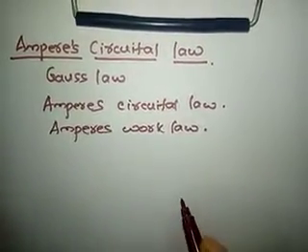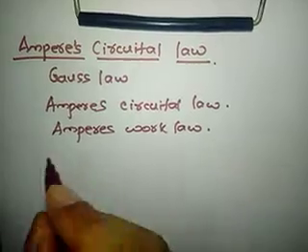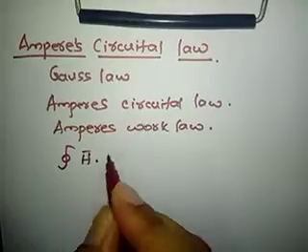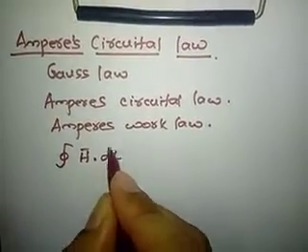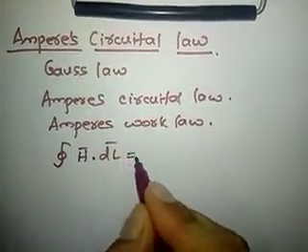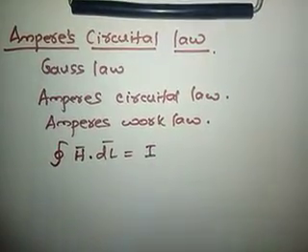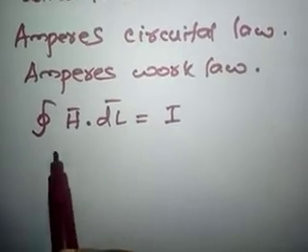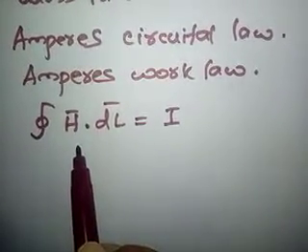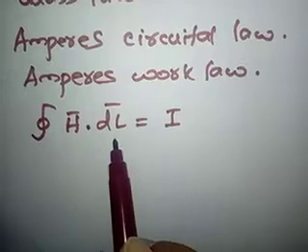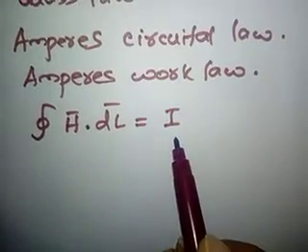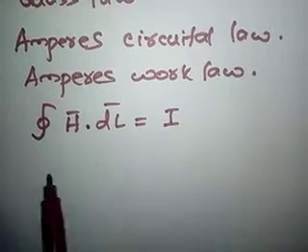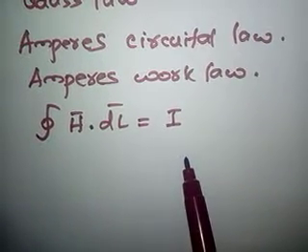This Ampere's circuital law states that the closed line integral of the magnetic field intensity with respect to the length is equal to the current enclosed by that path. So what is the statement here? The closed integral of the magnetic field intensity with respect to the length is equal to the current enclosed by that path, or the current carried by that closed path. This is the statement of Ampere's circuital law.